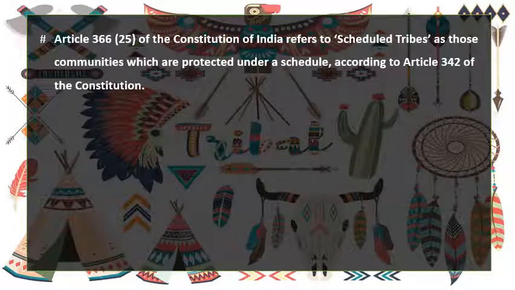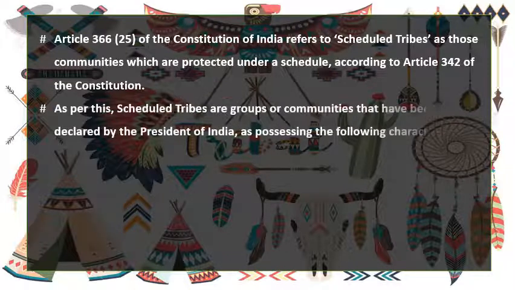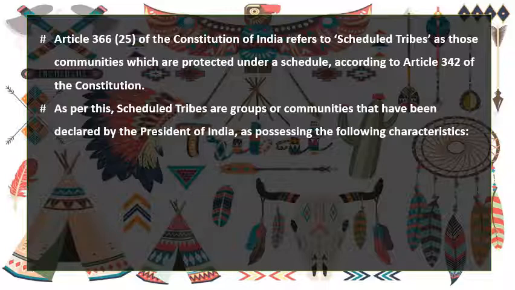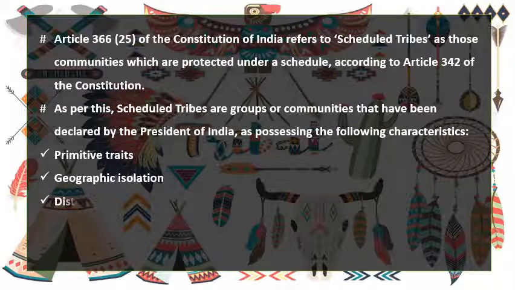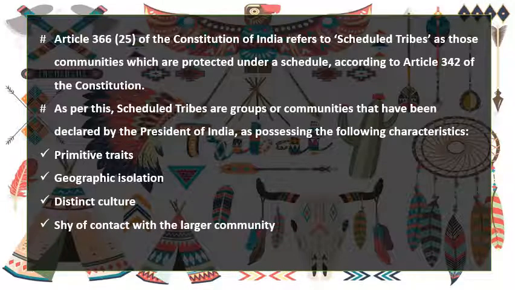Article 366, Clause 25 of the Constitution of India refers to scheduled tribe as those communities which are protected under a schedule. According to Article 342 of the Constitution, scheduled tribe are groups or communities that have been declared by the President of India as possessing the following characteristics: primitive traits or non civilized habits, geographical isolation, distinct culture that is specific to a particular tribe, shy of contact with the larger community, economic backwardness.